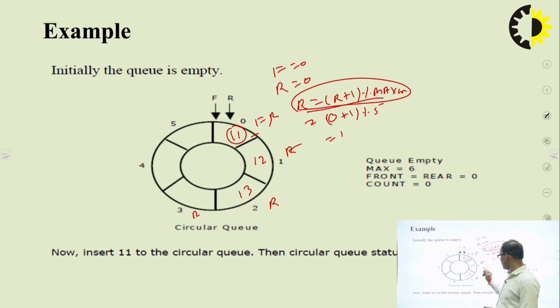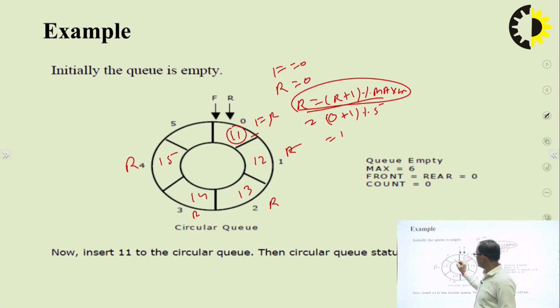So 1, 2, 3, and after 3 again we perform: rear is equal to 3 plus 1 modulus max size. It means 3 plus 1 is 4, 4 modulus 5 is 4. So the new value of rear will be 4, and the new element will be inserted here. Now next.